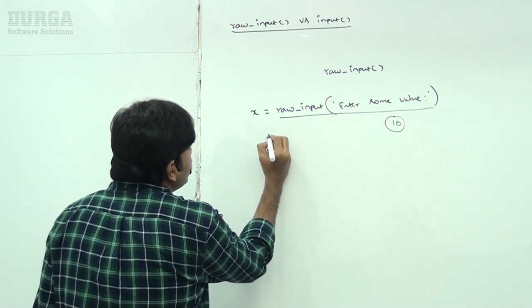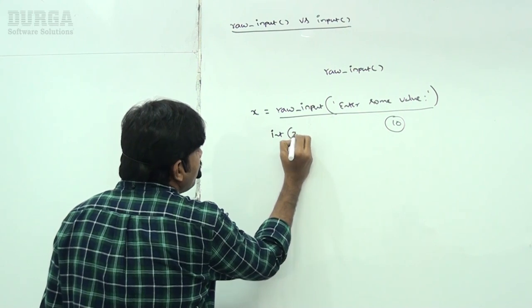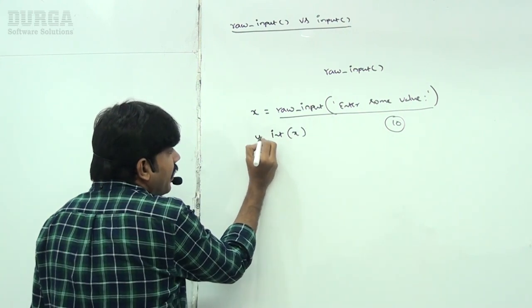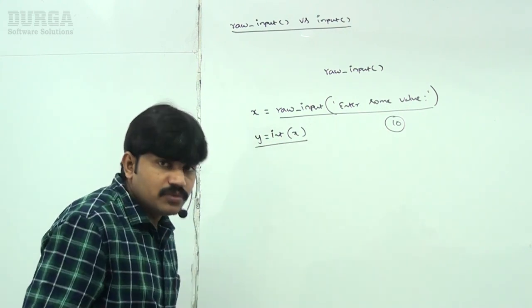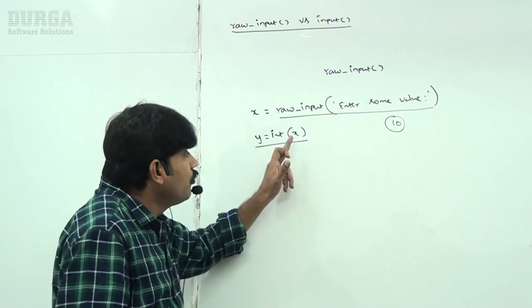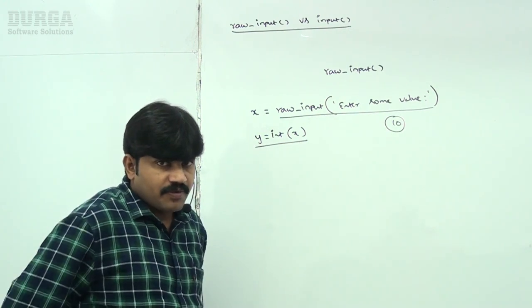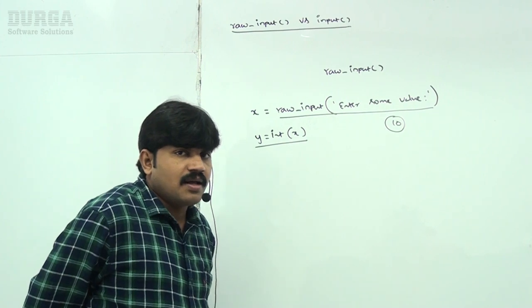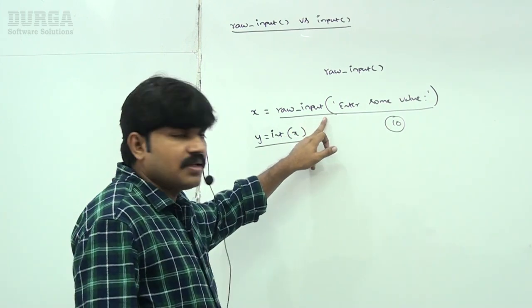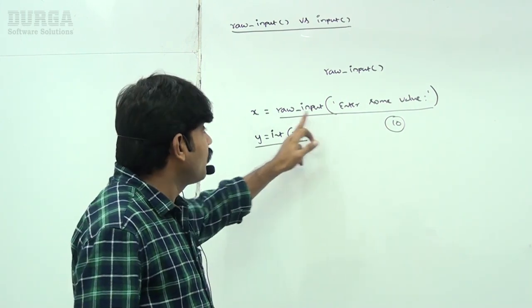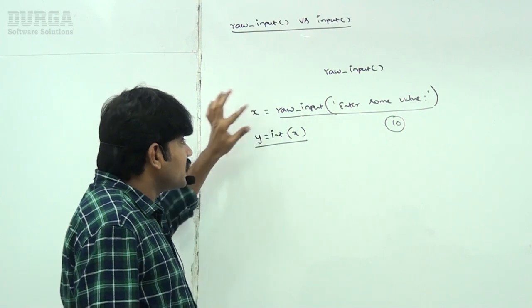Now, sir, we have to perform int of x. Using the typecasting function, we have to convert that string type to our required type. Everyone can understand, right? So what is the return type of the raw_input function, sir? It is always a string type.